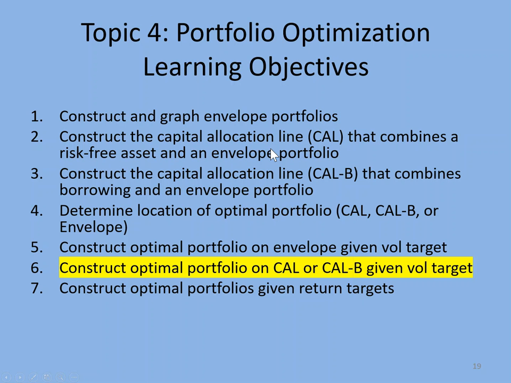So in this topic, I showed you just how to construct an optimal portfolio for a client that wants an 18% volatility. I'll now, in the next topics, move on to calculating points along the CAL or CALB.